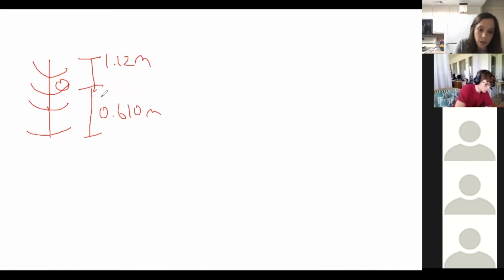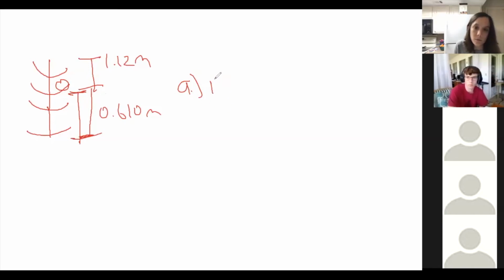So for A, what we need to find is the energy from here to the ground. So we use this equation to do that. They give us the bowling ball's mass in the problem. It's 7.30 kilograms. So that goes in for M. G is always 9.8. Height is from the bowling ball to the ground, 0.61 meters.